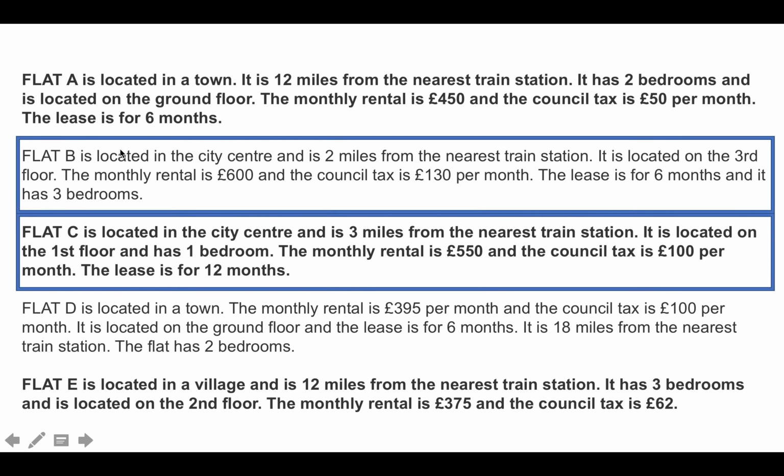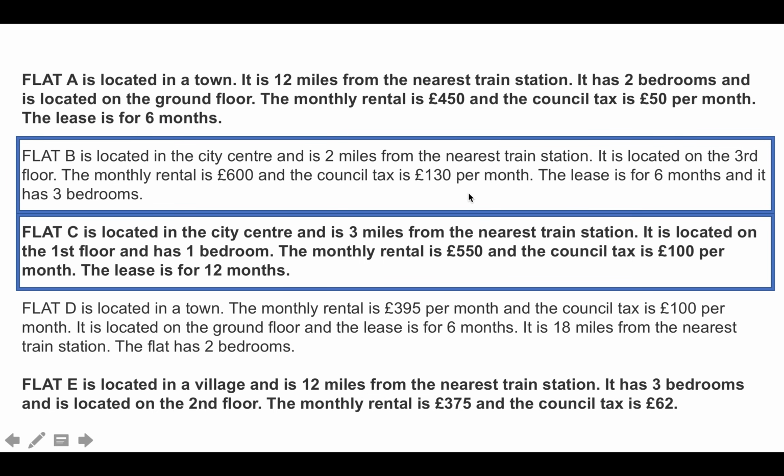So let's just take that information. If we go through flat A, it's 12 miles from the station, so we can eliminate that straight away. Flat B is located in the city, just 2 miles from the station, so it could be flat B. Flat C is located in the city centre. This is 3 miles, so it could be flat C. Flat D is 18 miles from the station, so it's not D. And flat E, it says it's 12 miles. So that doesn't fall within our criteria of 10 miles from the nearest train station.